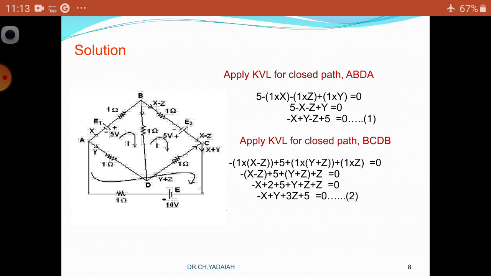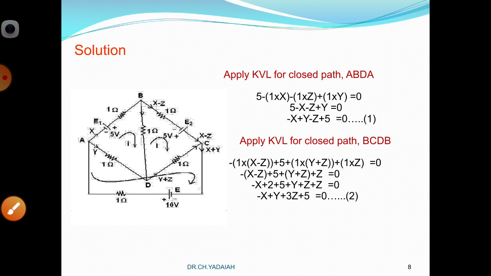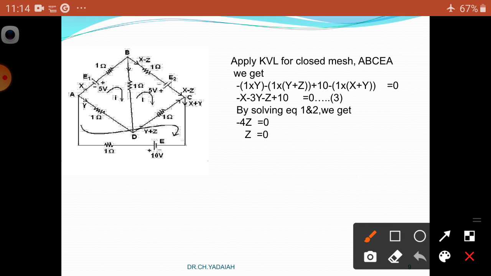Now for the simplification, I have written. I require only 3 equations. I have got 2 equations. I require one more equation. Now write another equation. So what is that one? Apply another loop here. So what is this value?